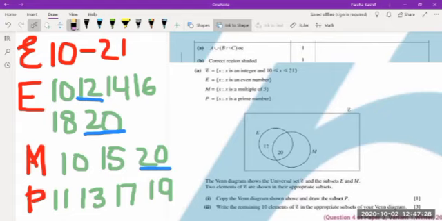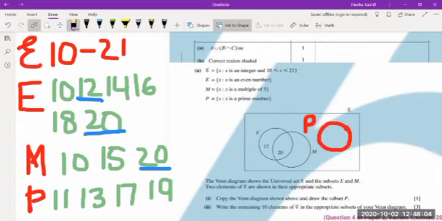Okay, so they're asking us to draw the subset P. Where do we draw the subset P? P is 11, 13, 17, and 19. Where are 11, 13, 17, and 19 going? It's going somewhere outside, because 11, 13, 17, 19 are not part of M or E, so set P is going to be somewhere here.